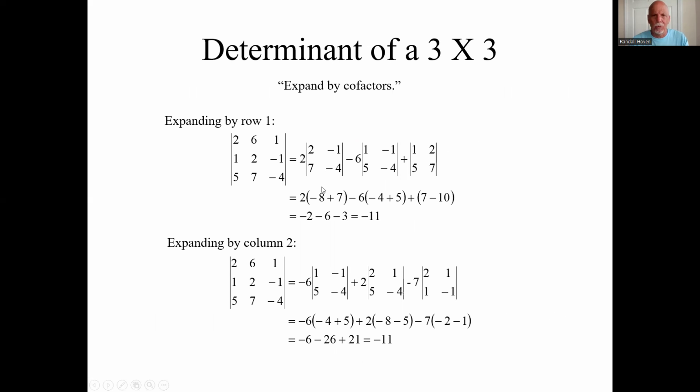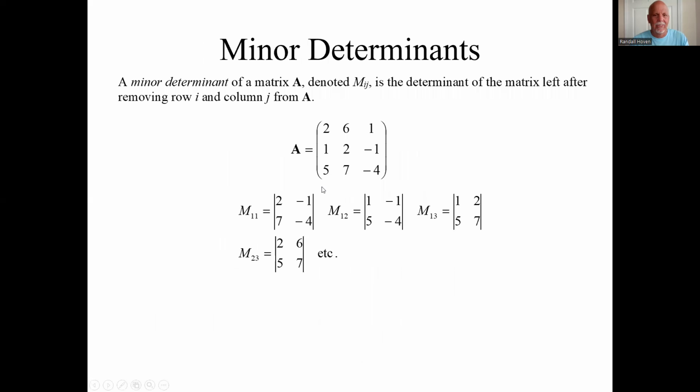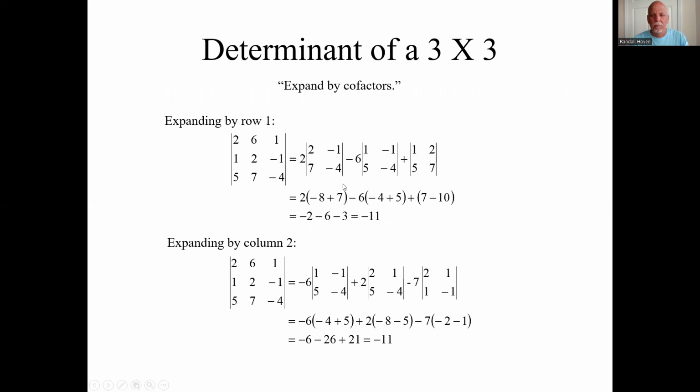Did I do that right before? I did this wrong before. Minus 8 plus 7, not plus 8. This will be minus 4 plus 5, right? This will be 7 minus 10. Anyway, you do all that arithmetic, you get 11.